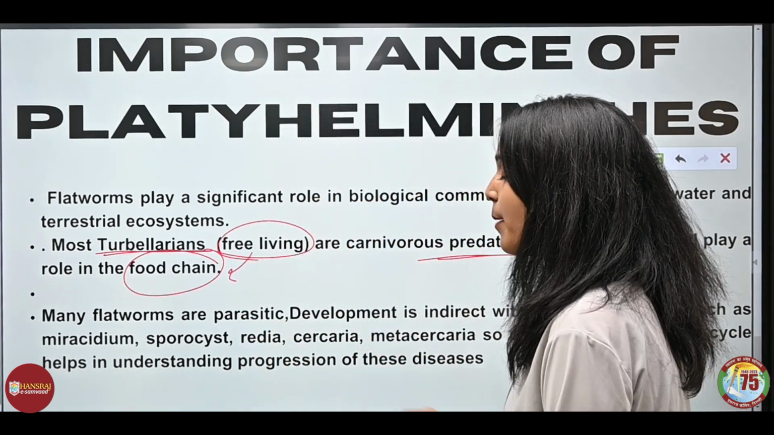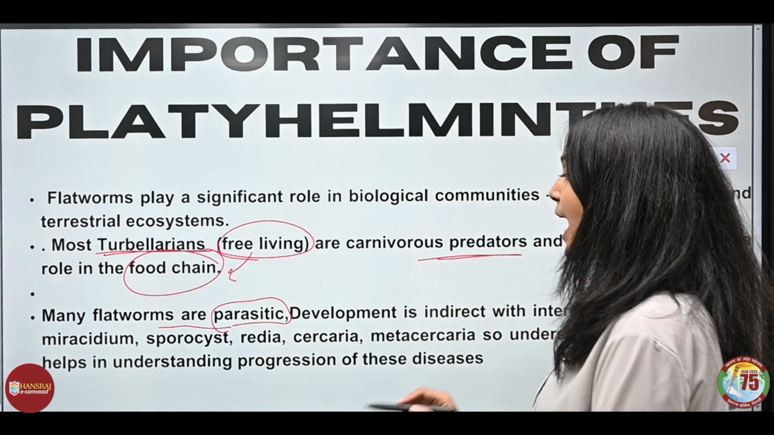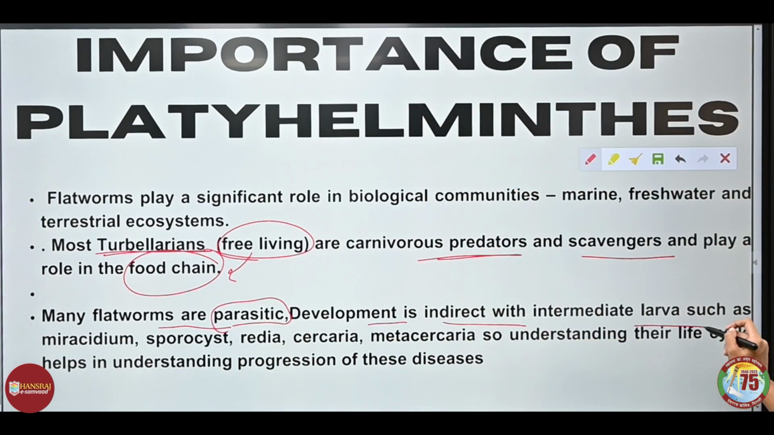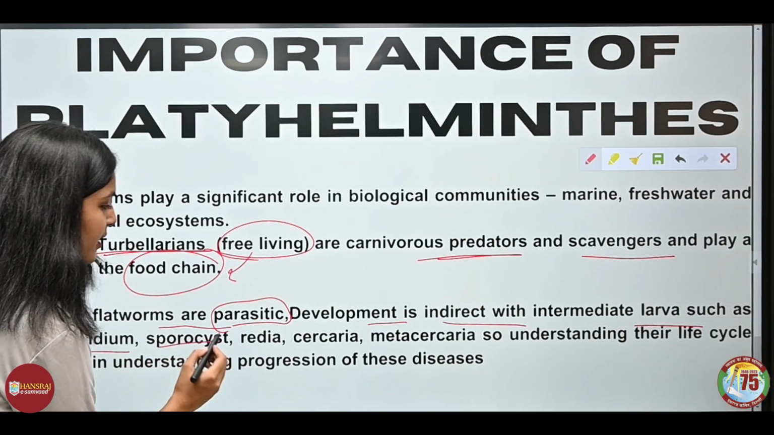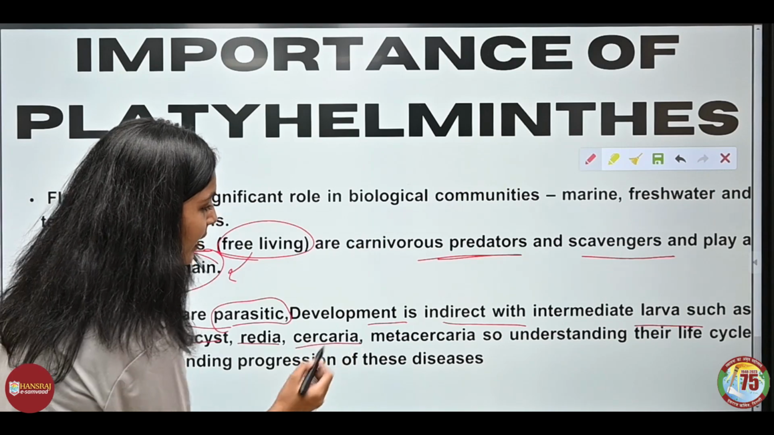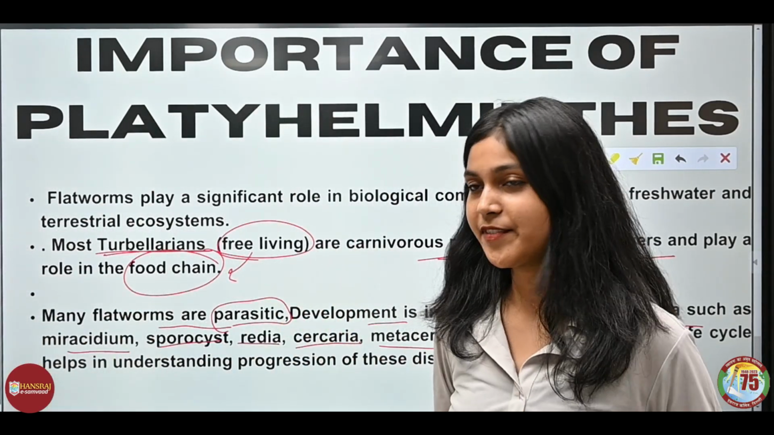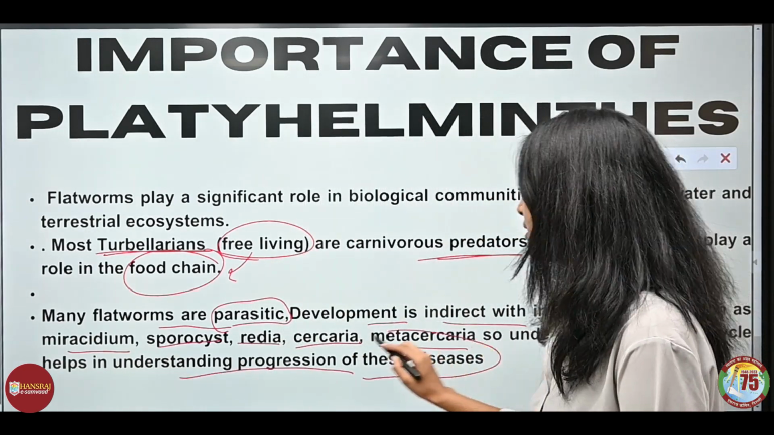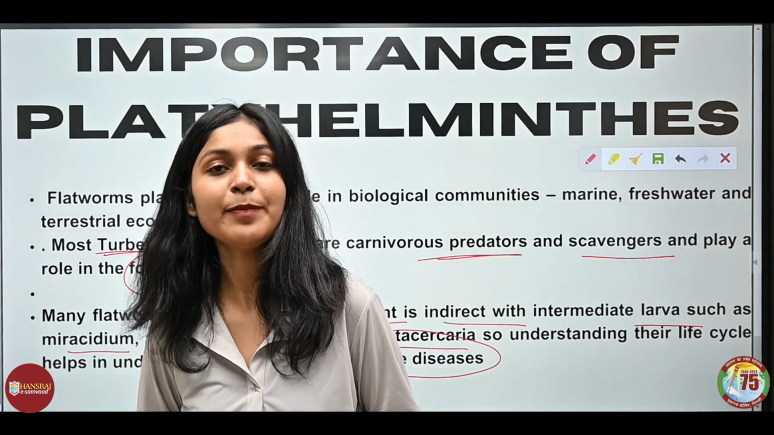And also many flatworms are parasitic, as I have told you, and the development is indirect with intermediate larvae such as miracidium, sporocyst, redia, cercaria and metacercaria. So understanding their life cycle helps in understanding the progression of these diseases. So yeah, these were the importance of phylum Platyhelminthes.